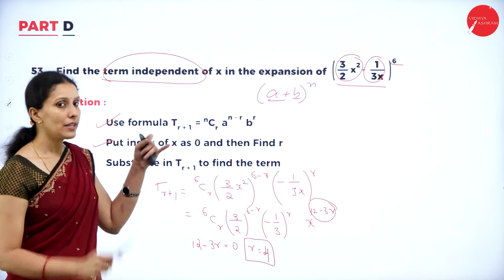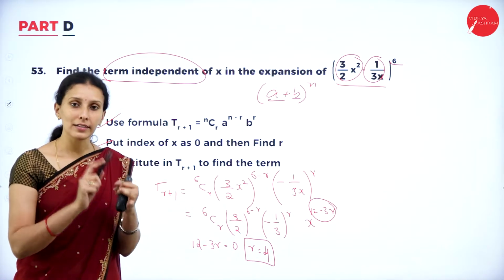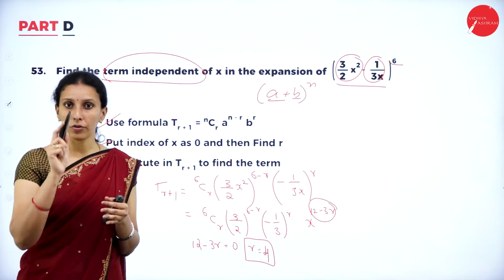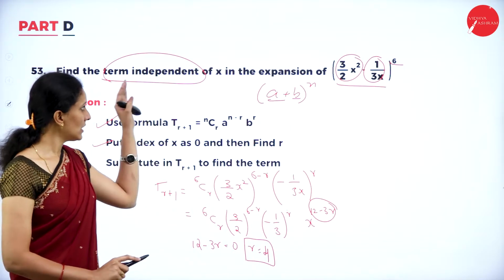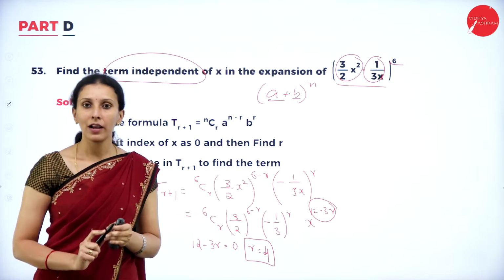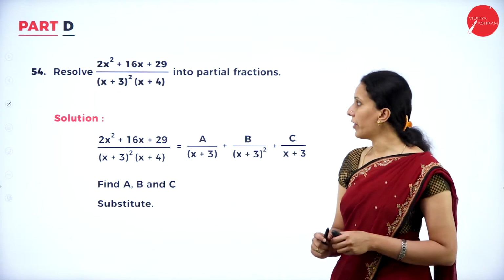The same formula is used to find the general term. The same formula is used to find the middle term. The same formula is used to find the coefficient as well as the term independent of the variable given in the binomial expansion. Next, we have a question.